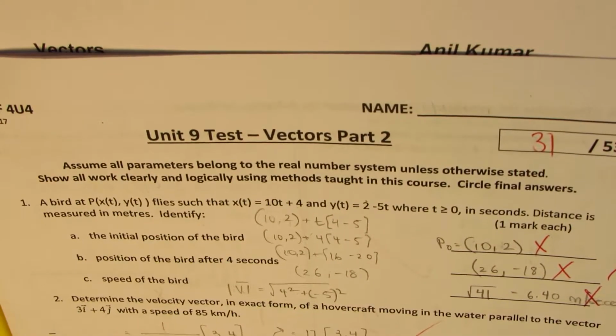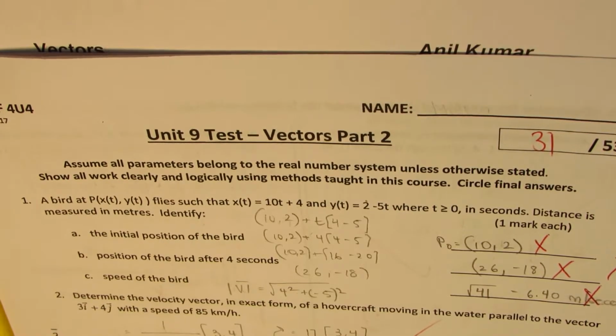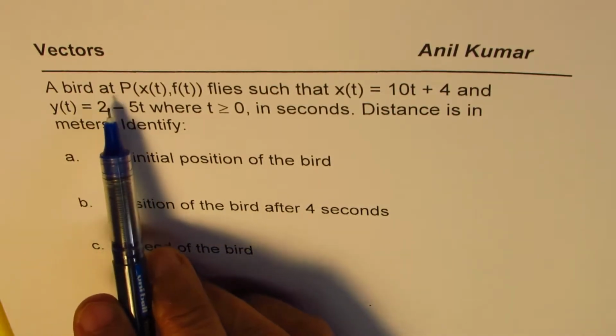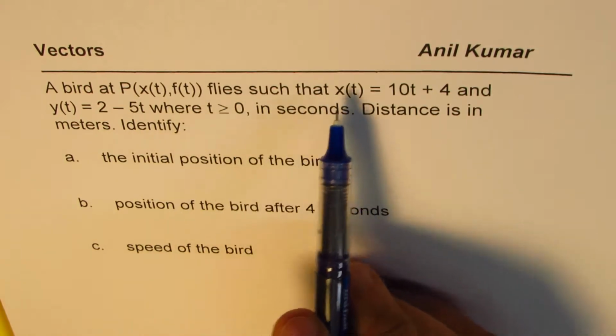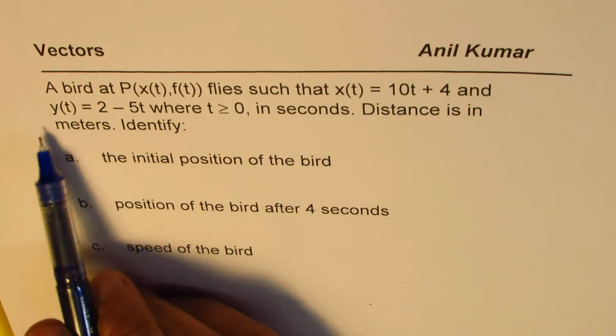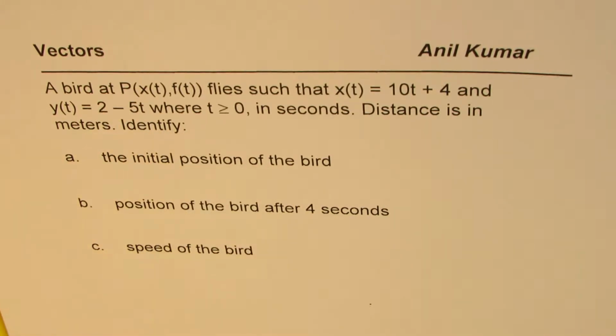Here is the first question from this Unit 9 test paper on vectors. So we'll discuss lines. The question here is, a bird at P, x of t, y of t, flies such that x of t equals 10t plus 4, and y of t equals 2 minus 5t, where t is greater than or equal to 0 in seconds.